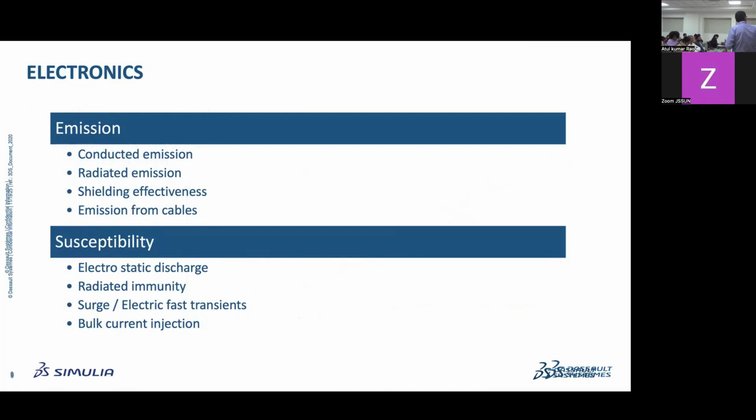So if I'm breaking down EMI, EMC, it comes into two different pieces. One is the emission part, and another one is the susceptibility. Now, in the emission, there are four major areas: conducted emission, radiated emission, shielding effectiveness, and cable emission. And in the susceptibility part, we have ESD, then RI, which is radiated immunity, and then EFT and surge. So we'll be dealing only with the conducted and radiated emission parts, and I'll also explain a little bit about the other two during this talk.